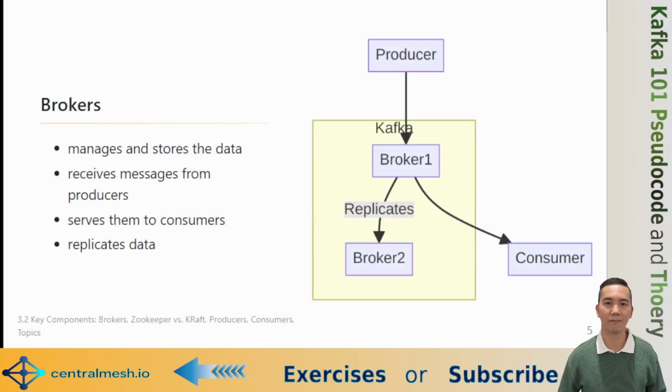In Kafka, brokers are the backbone of the system. Think of them as the intermediaries between producers and consumers. When producers send messages to Kafka, they go directly to the brokers, which store and manage these messages. The brokers also handle distributing these messages to consumers. They make sure the data is replicated and persisted, ensuring reliability.